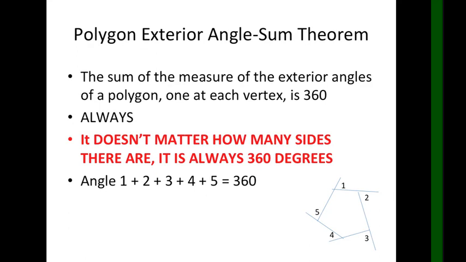Polygon exterior angle sum theorem. If we have a polygon interior angle sum theorem, we also have a polygon exterior angle sum theorem. The sum of the measures of the exterior angles of a polygon, one at each vertex, is 360. The sum is always 360, so it doesn't matter how many sides there are. Therefore, angles 1, 2, 3, 4, 5 add up to 360.